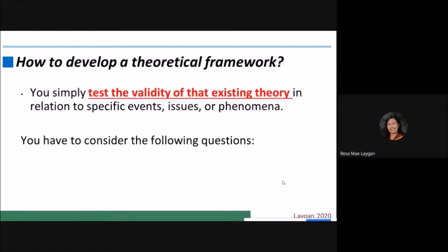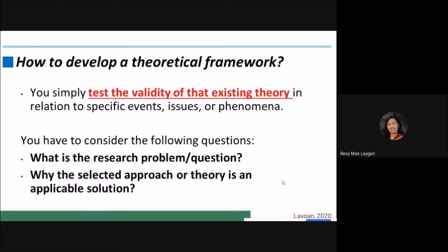What is the research problem or question? Because you have to determine your main research problem or question. You have to relate your theory, or assess if that theory will give a tentative answer to that research problem, and also why the selected approach or theory is an applicable solution to answer your research problem. So these are the important questions that you need to consider in developing a theoretical framework.